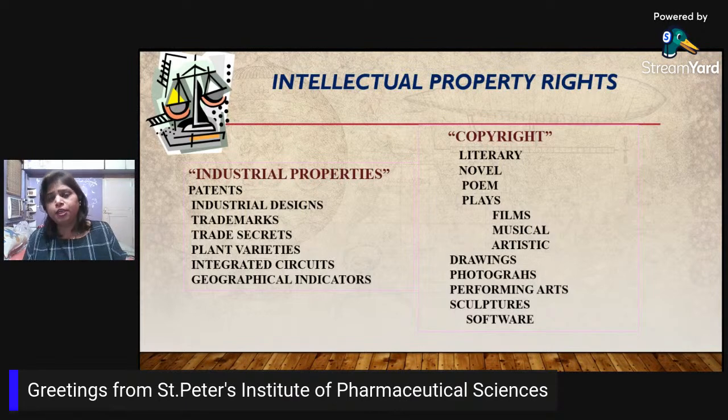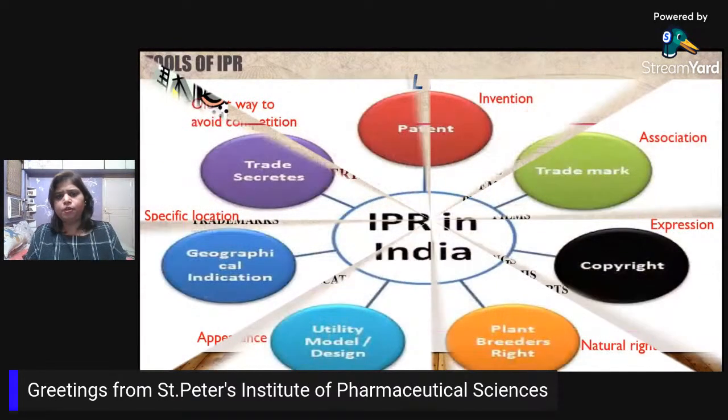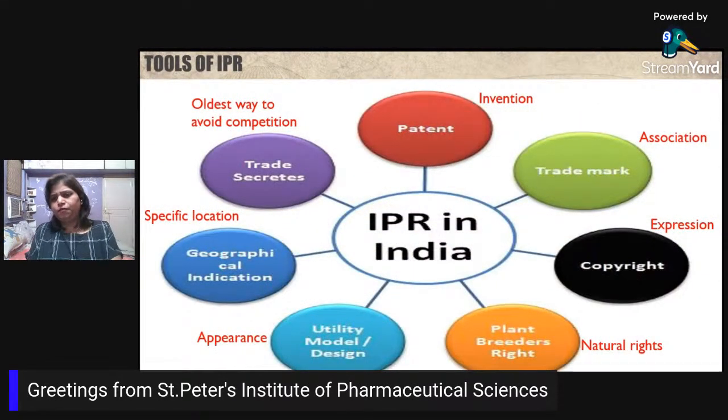And copyright is your creativity. This is the artistic expression of your mind. So industrial property, generally, if you see patents, industrial design, trademark, they're also artistic. It's not that they are not. But when we say copyright, it is a very different kind of right, which we will see in a little bit. So these are the tools of IPR available to everybody, actually, not just in India.